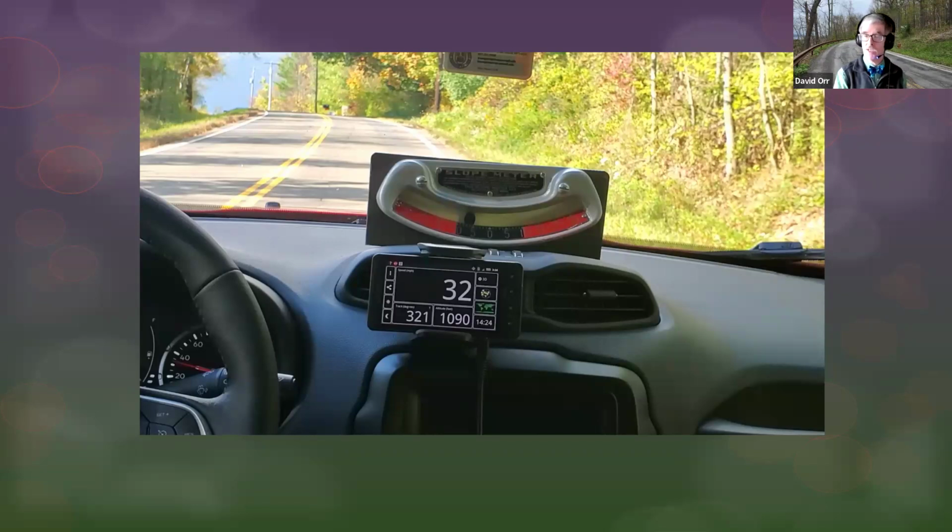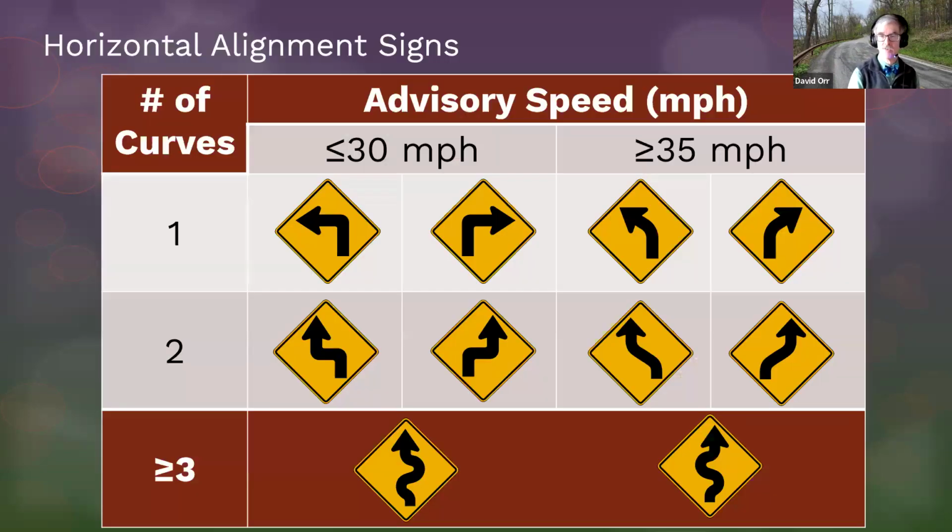Okay? Now, what signs do we put up? Well, that depends upon the advisory speed. There is a change in the new MUTCD. Now, will the state change it with their supplement? Don't know for sure, but here's the change. If the speed is greater than or equal to 35 miles an hour, you put up the shallower curve sign, okay? The slight curve or the S curve sign. If it's 30 miles an hour or less, you may put up the sharper corner sign.